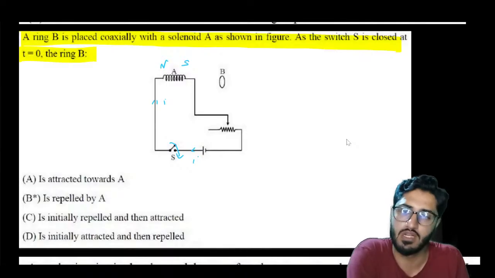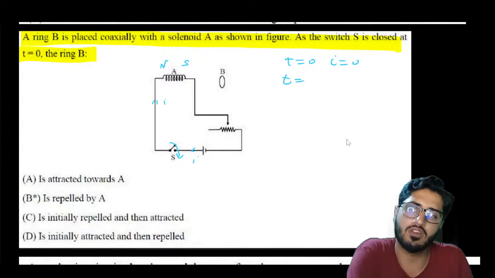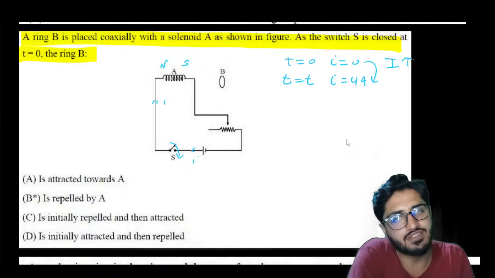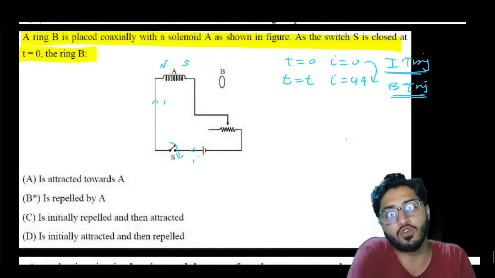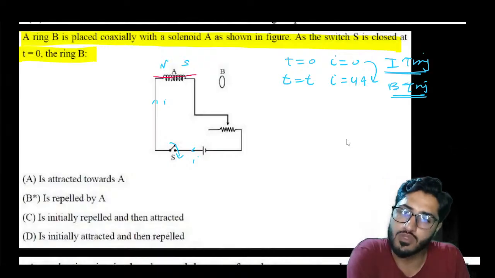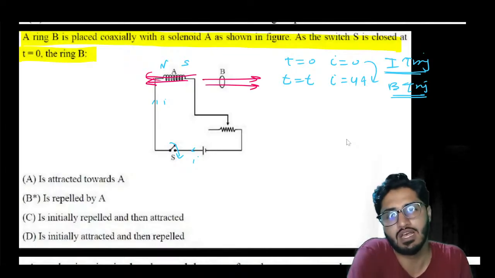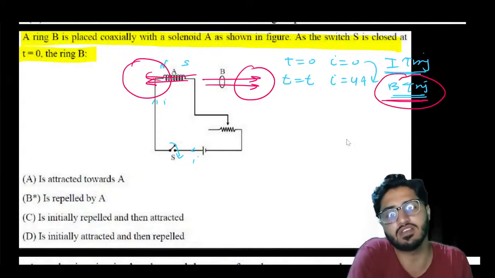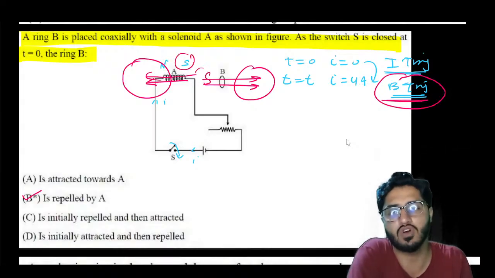What will happen now? Now, my current at t equals 0, I is 0. At t equals t, I equals, let's say, 4 ampere. So in this change, current is increasing. Current is increasing, that means B is increasing. If B is increasing, my induced current will flow in such a way that it should decrease. Now look, this one flux is in this way, so there will be an opposite of it. Direction opposite means decreasing. It is increasing. Lenz's law stated it should be decreasing. B is repelled by A. Why? South and this is south now. South, south, repel.